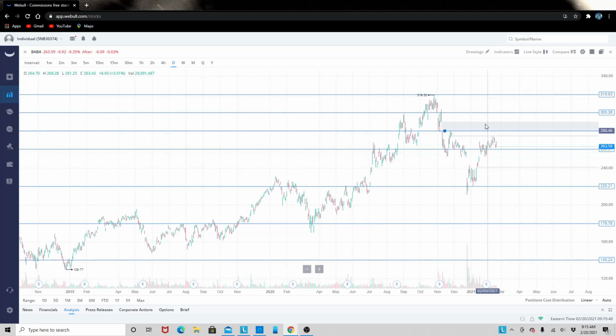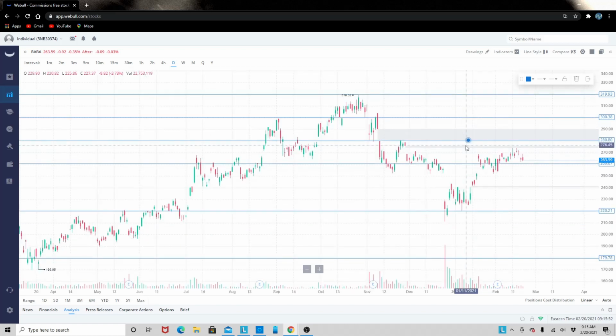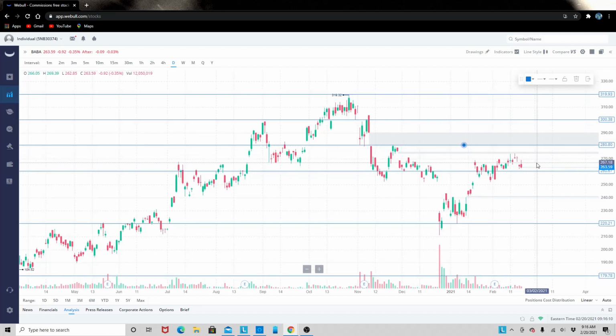So the last thing I want to do on my chart, I'm going to drop a line at 280, because I do see a point right here where the price action is hitting that. And currently it is trading in between the 280 and the 260 mark.